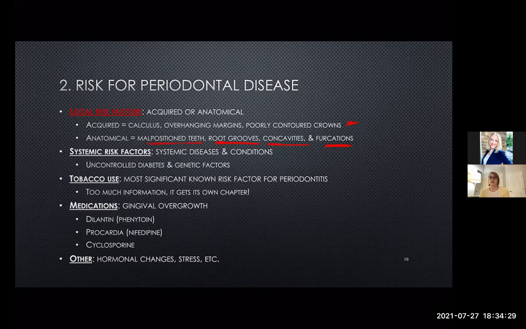Next, we have systemic risk factors. Again, this is a systemic disease or a condition. Uncontrolled diabetes. Now, a lot of times I get questions about, well, is diabetes modifiable or non-modifiable? And really that depends. Sometimes no matter what patients do with type 2 diabetes, they still have it, even if they fix their diet and their exercise. In that case, it's not modifiable anymore. Type 1 diabetes is not modifiable. The patient has an autoimmune disorder that's not going to go away.